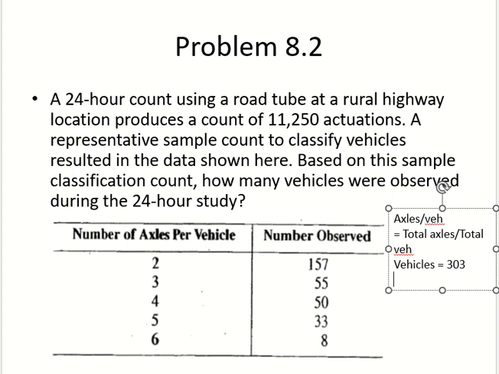892. How did we get 892? There were 157 vehicles with 2 axles. So how many axles is that? 2 into 157. 55 vehicles with 3 axles. So how many axles is that? 55 into 3. Okay, so this is how you will get the axles.